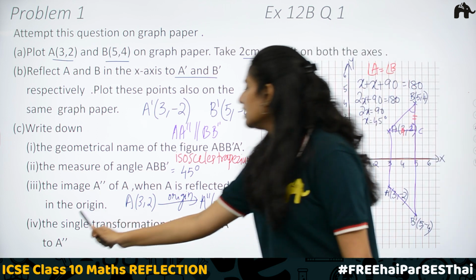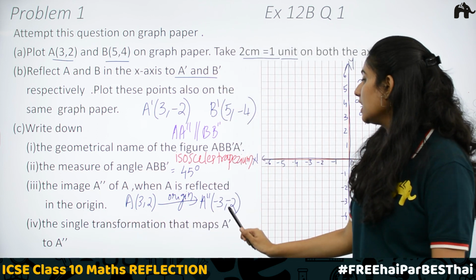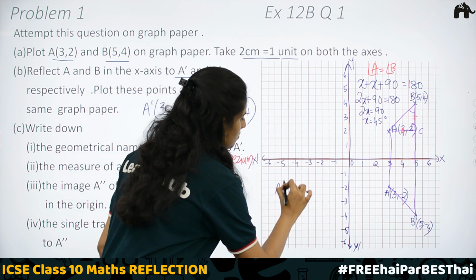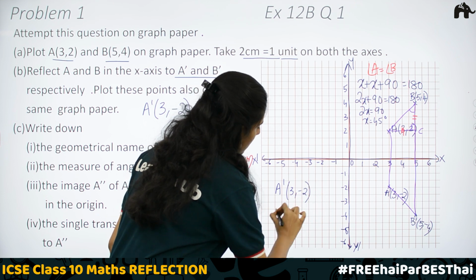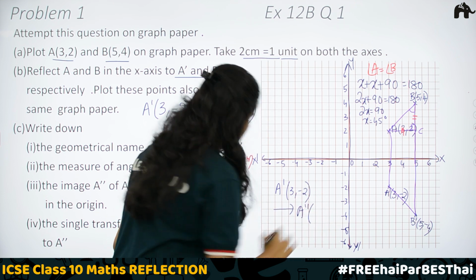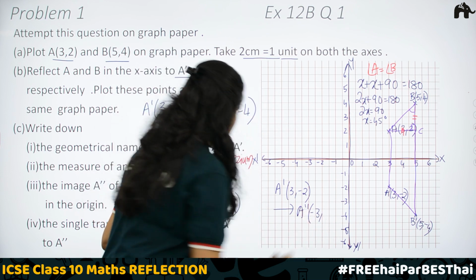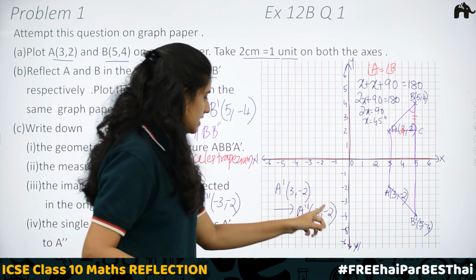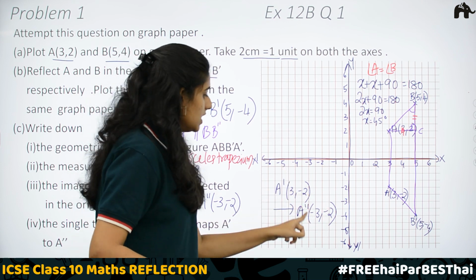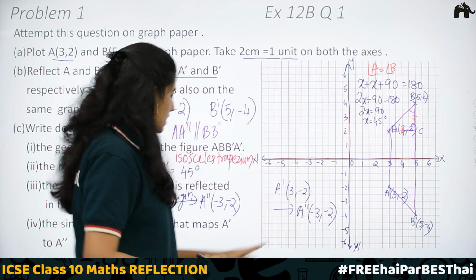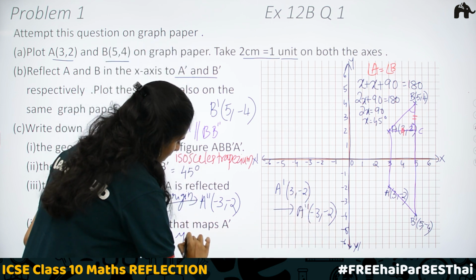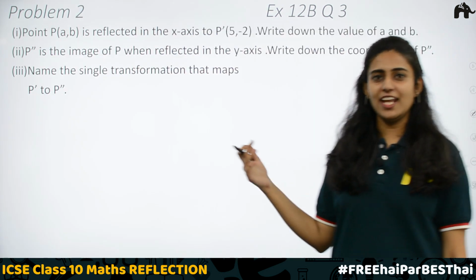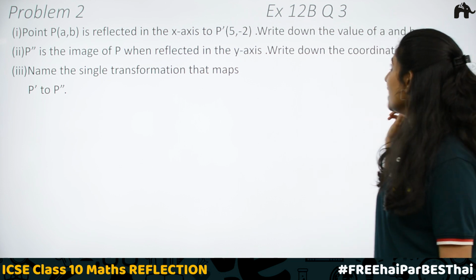And the last, the single transformation that maps A dash to A double dash. What is A dash? A dash has coordinates 3, minus 2. It should become A double dash with coordinates minus 3, minus 2. That is, the y coordinate remains the same and the x coordinate changes, which means the mirror line is the y axis. So the transformation is a reflection in the y axis. Clear? Next, problem 2, question 3 of exercise 12b.